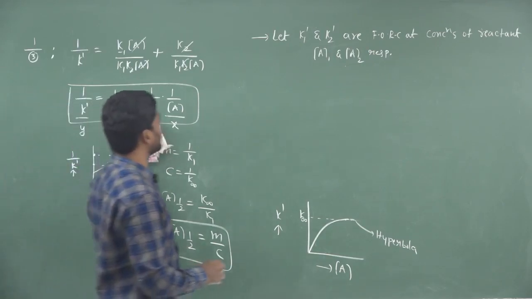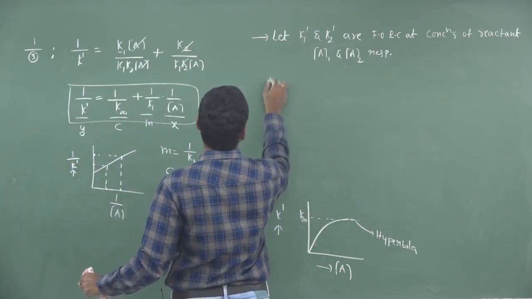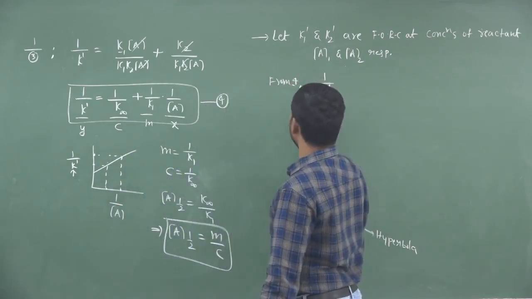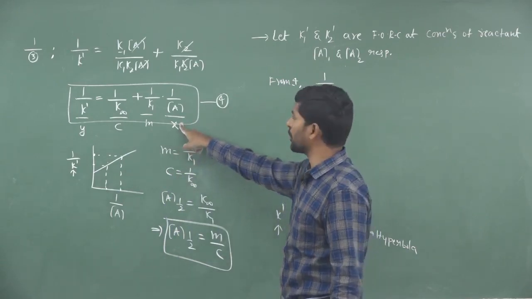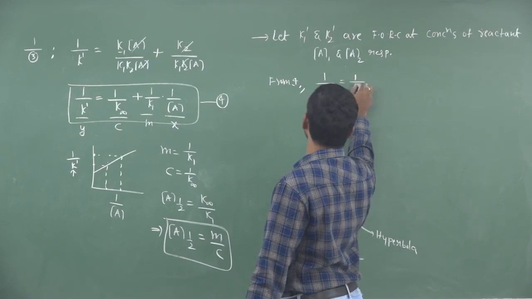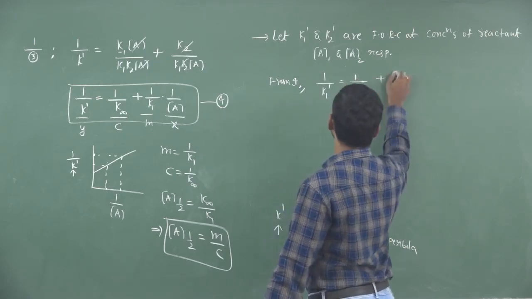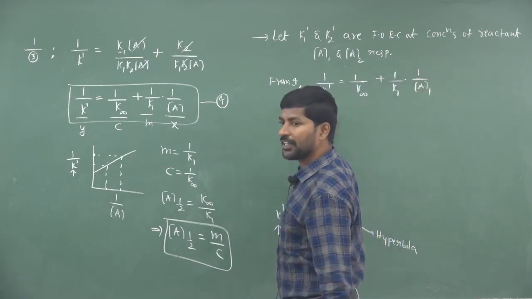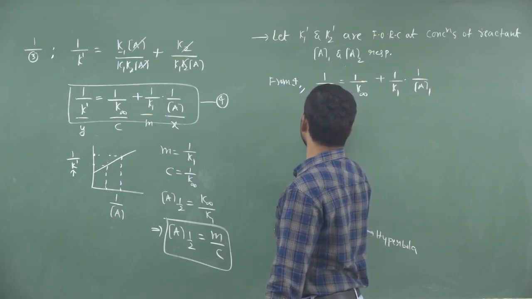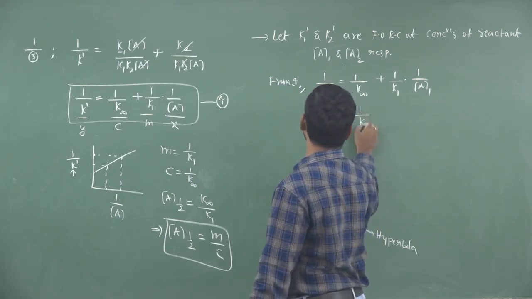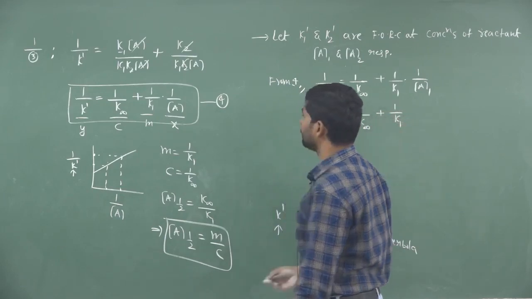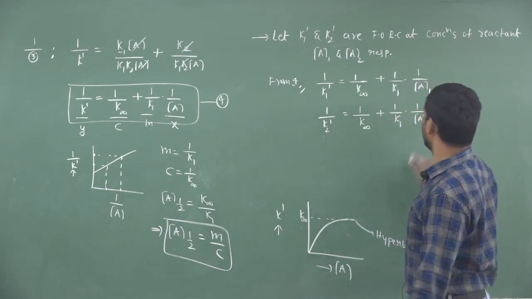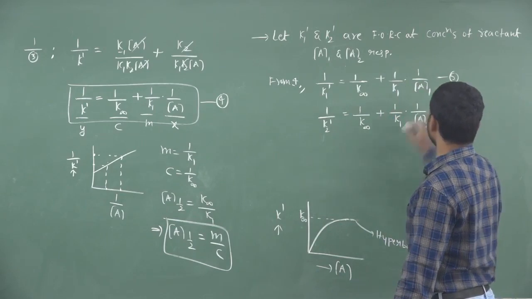So if you apply in this equation, let us consider this is 4. So from 4 we can write, at A1 concentration, 1 by k1 dash is equal to 1 by k infinity plus 1 by k1 into 1 by concentration of A1. And if you apply at A2 concentration, we get 1 by k2 dash is equal to 1 by k infinity plus 1 by k1 into 1 by concentration of A2. Let us consider this is equation 5 and this is equation 6.